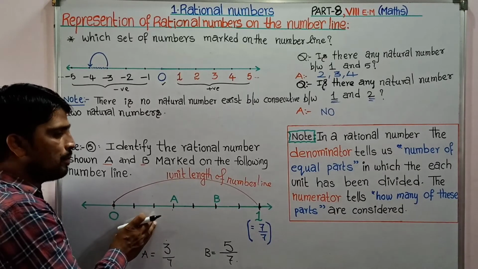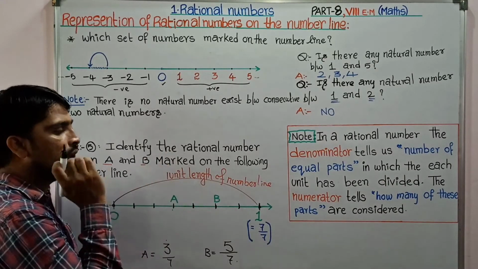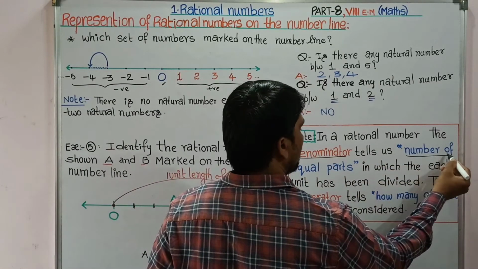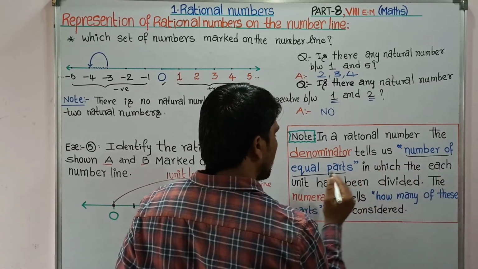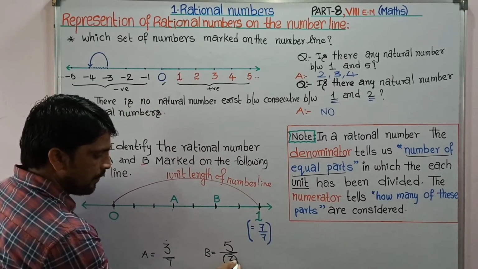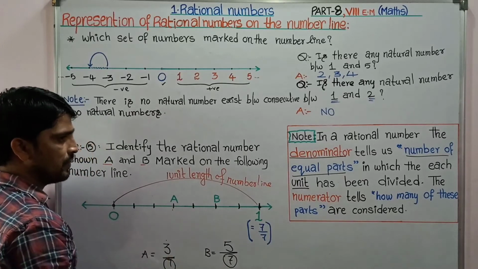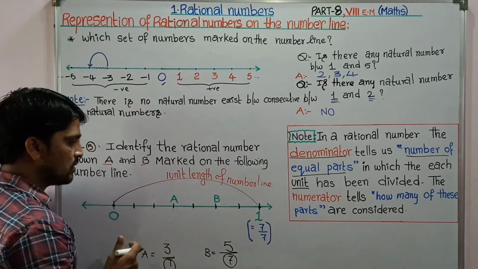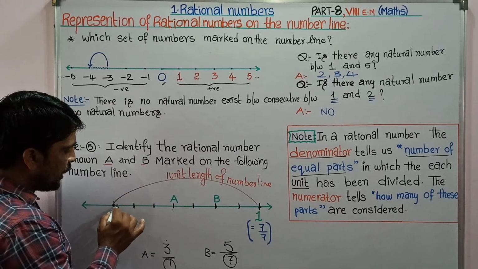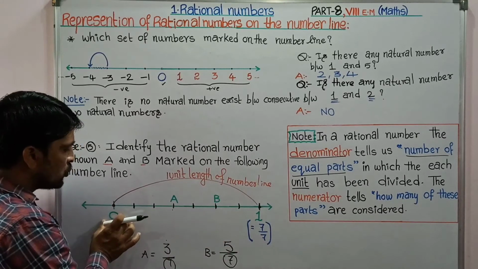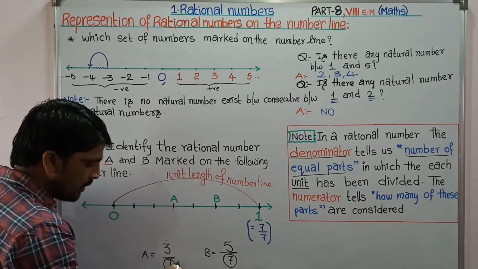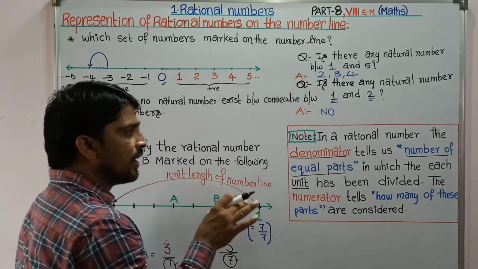See, from this example, we can make a note, very important. That is, in a rational number, the denominator tells us the number of equal parts in which each unit has been divided. So the denominator of B is 7 and the denominator of A is also 7. So here 0 to 1 unit length is divided into 7 equal parts. That is our denominator.